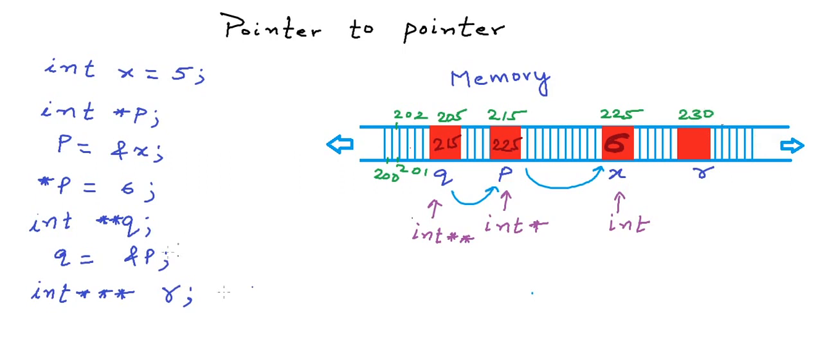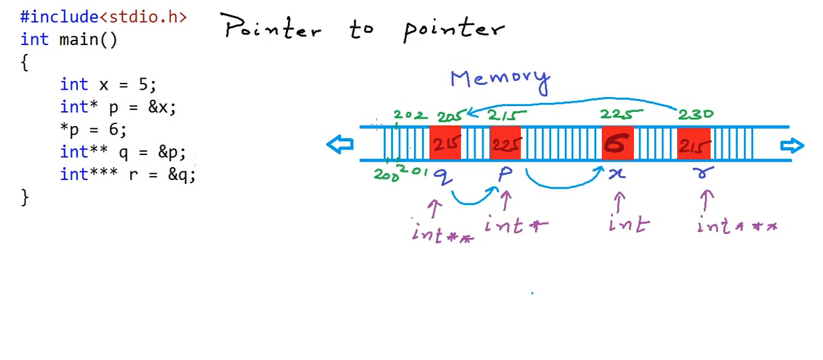Let's say r gets this address 230 in the memory. Now r is of type int asterisk asterisk asterisk, so it can store the address of int asterisk asterisk. So it cannot store the address of x or p. Only a statement something like r is equal to ampersand q will be valid. Now I have translated my previous rough code into a working C program.